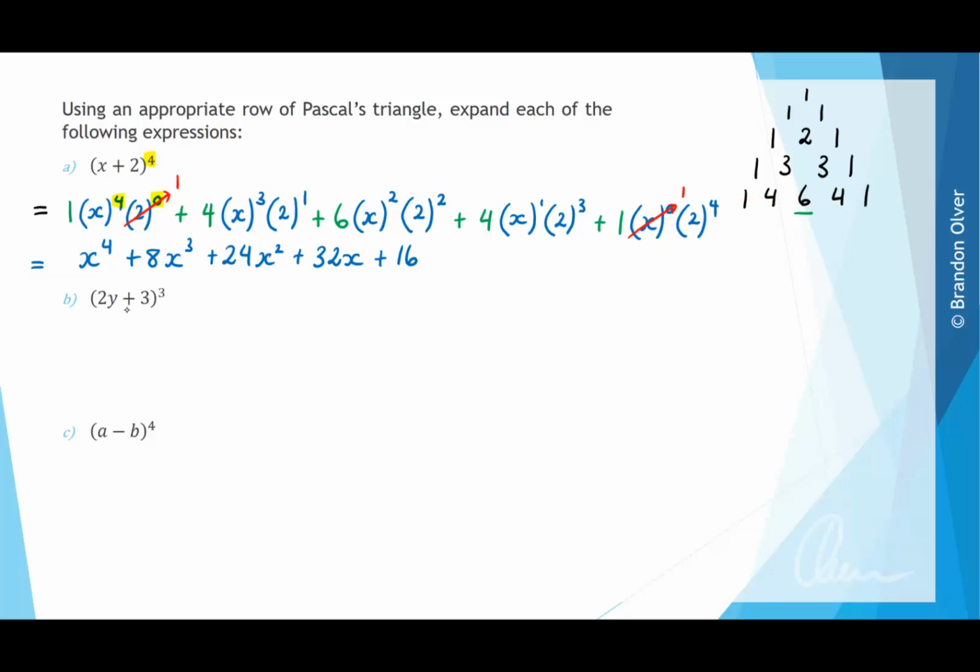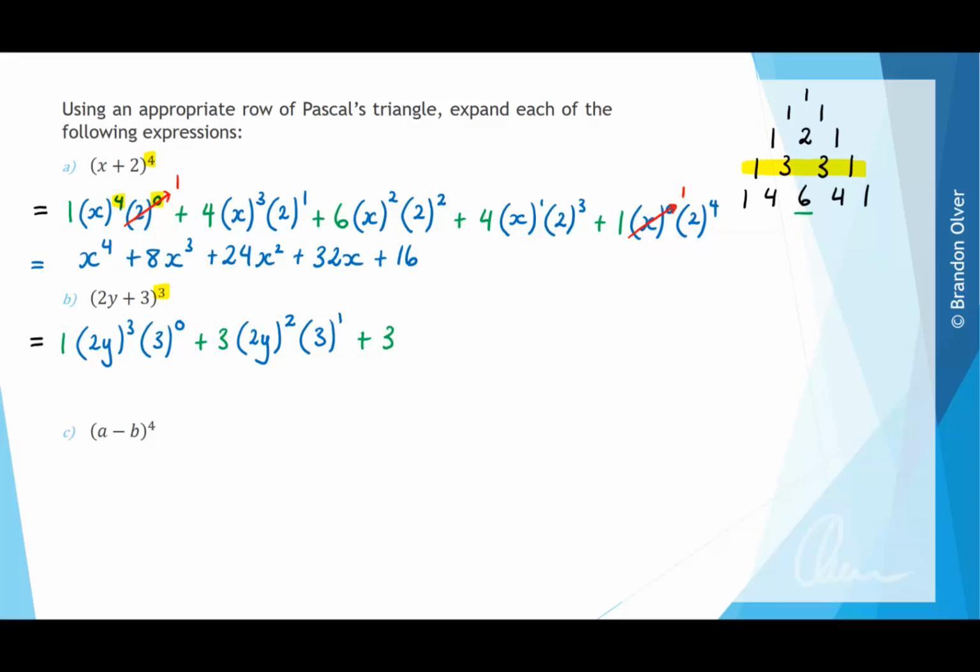For part B, we're going to expand (2y + 3) to the power of 3. So this time we go down to the fourth row of Pascal's triangle, and they will become the expansion coefficients. So when expanded, this is going to be equal to, and the first expansion coefficient is 1. And then we have (2y) to the power of 3 and 3 to the power of 0. Then it will be plus 3 and (2y) to the power of 1 less than 3 is 2 and 3 to the power of 1 more than 0 is 1.